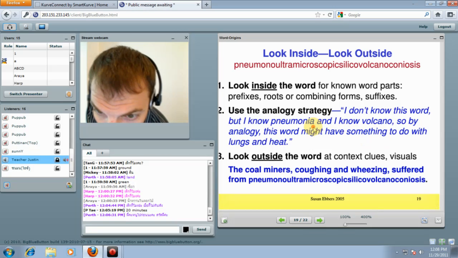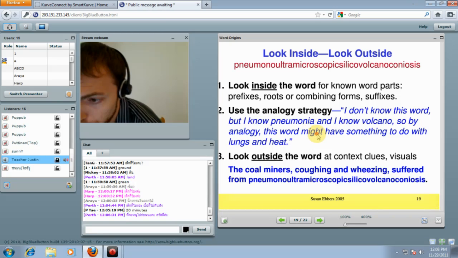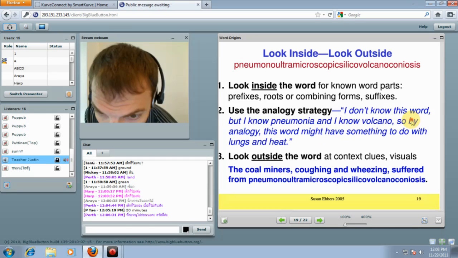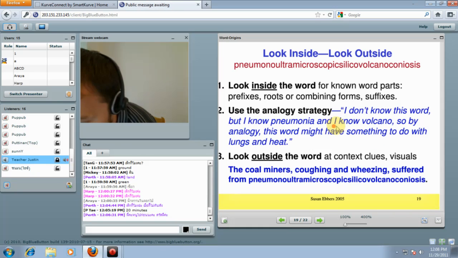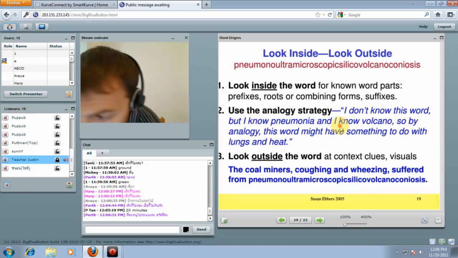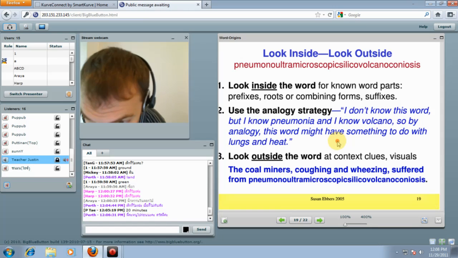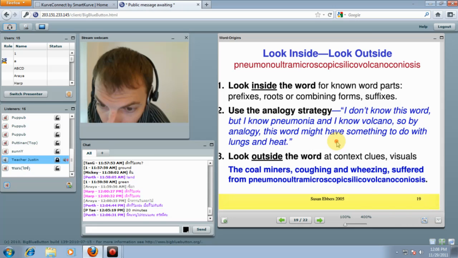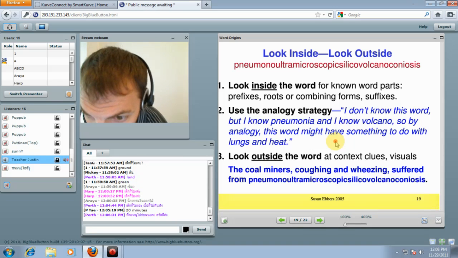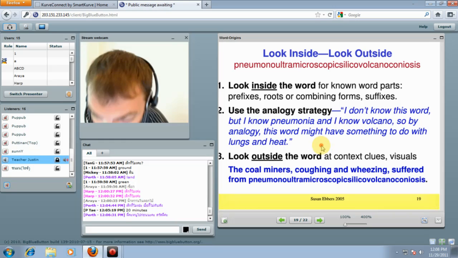And then you want to use the analogy strategy. So let's see. I don't know the word, but if I know pneumonia and I know volcano, so by analogy, the word might have something to do with lungs and the heart.